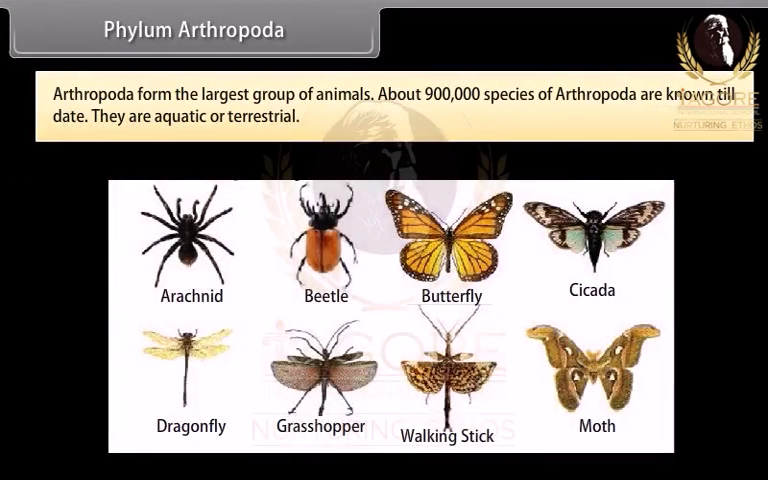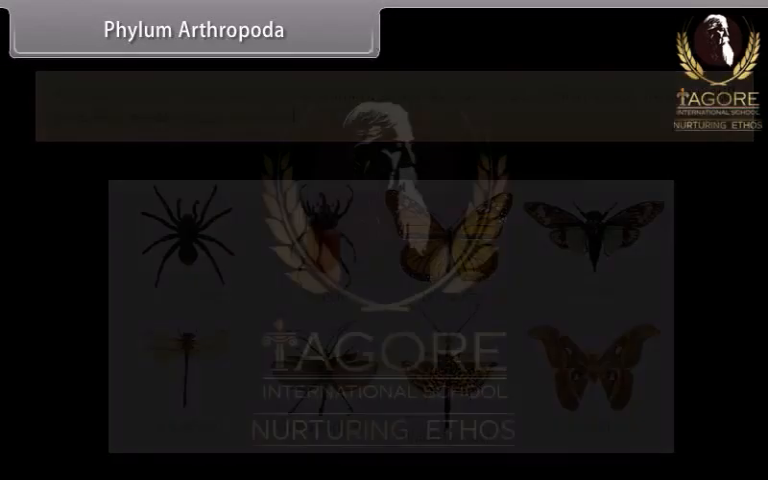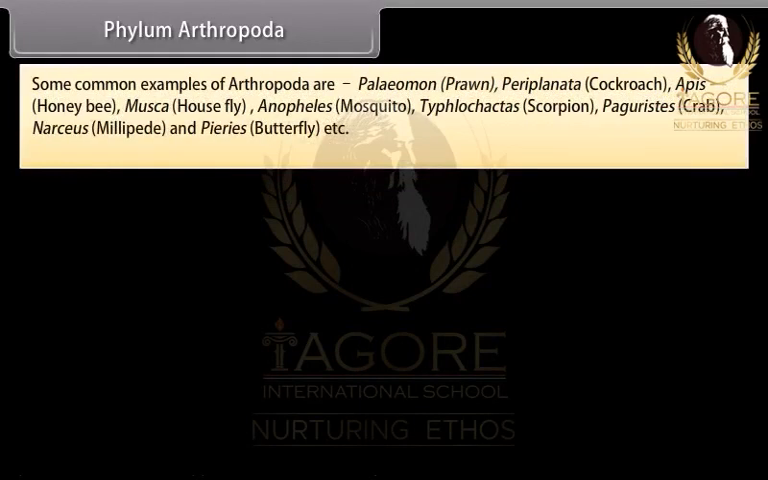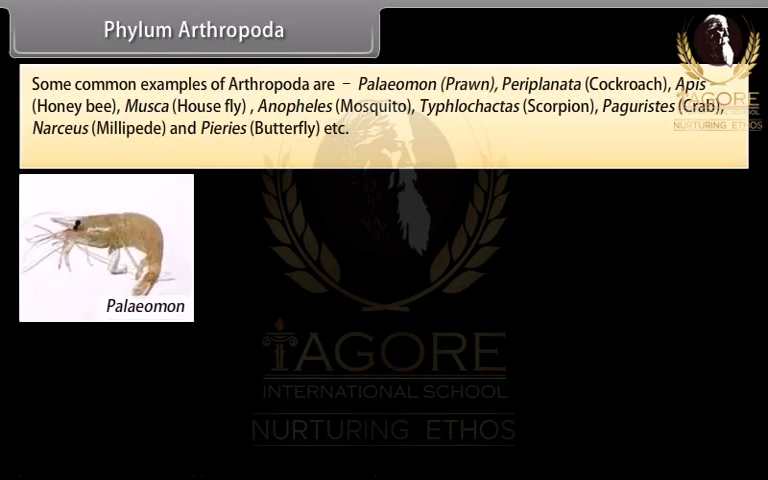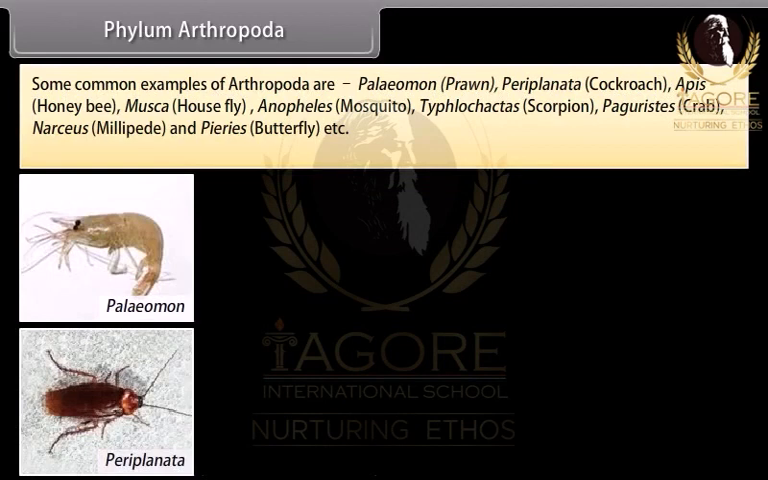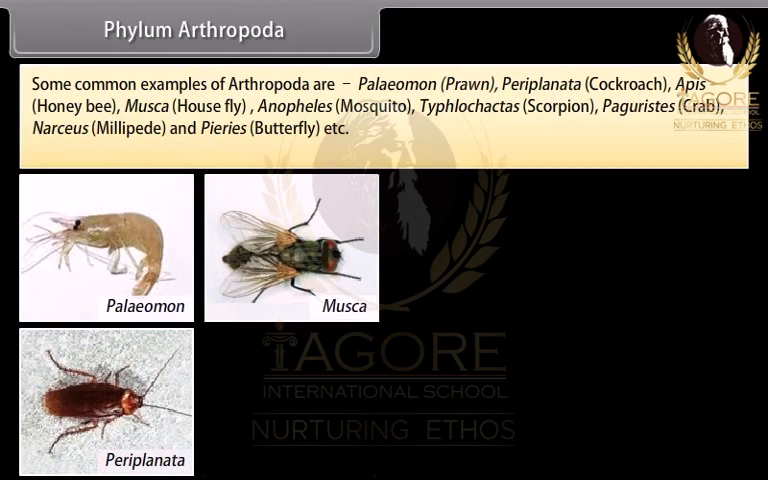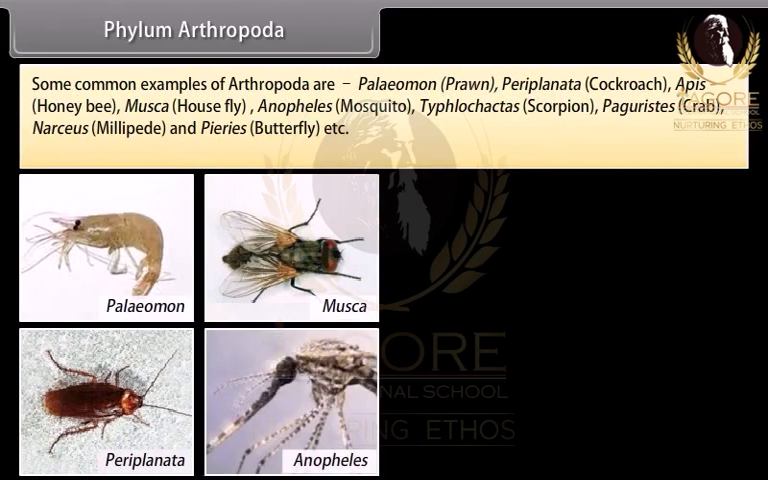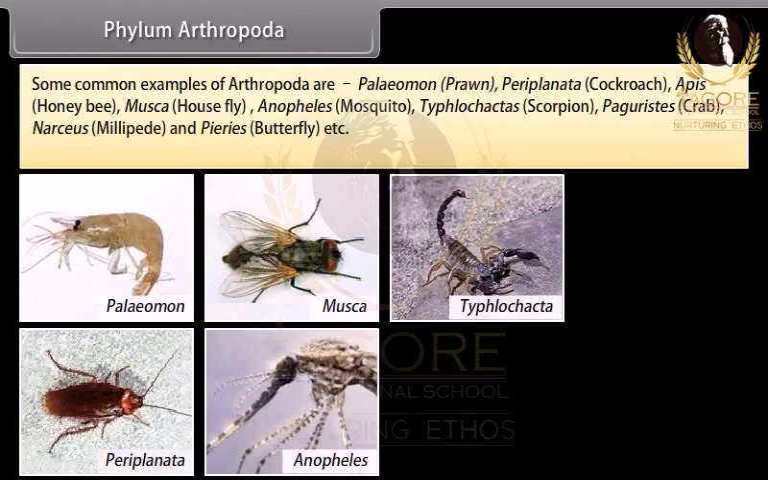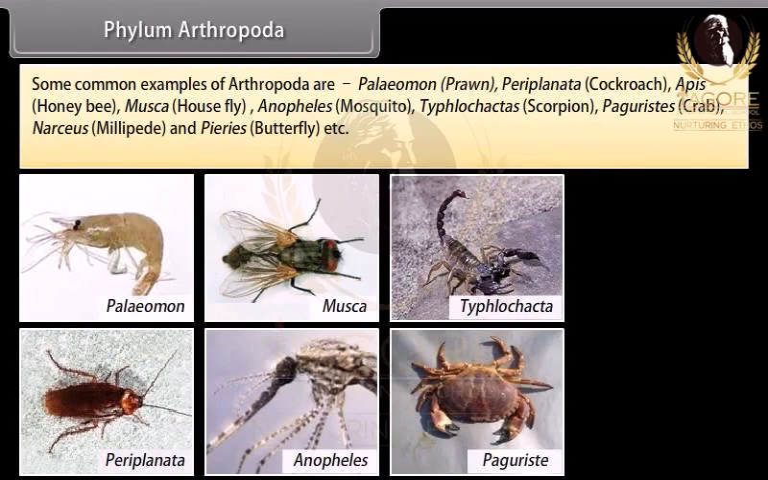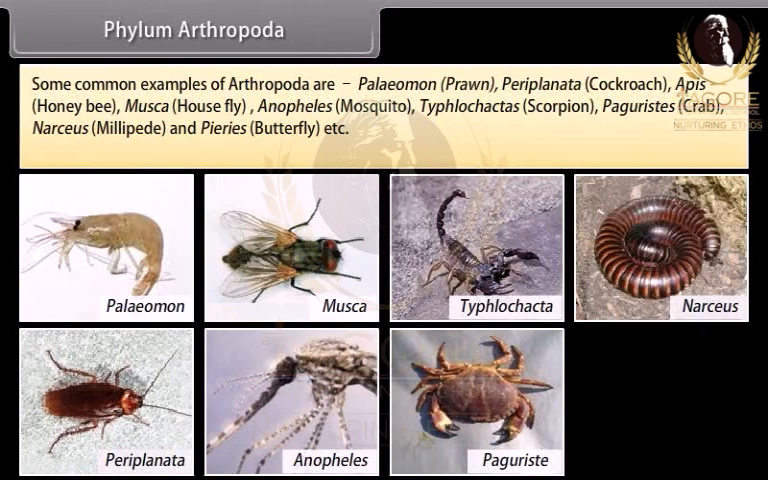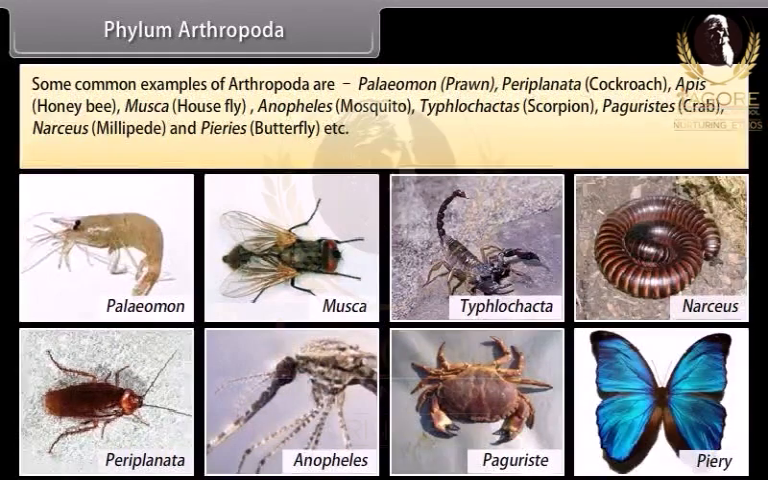Arthropoda form the largest group of animals, about 9 lakh species of Arthropoda are known till date. They are aquatic or terrestrial. Some common examples of Arthropoda are Palaemon, prawn, Periplaneta, cockroach, Apis, honeybee, Musca, housefly, Anopheles, mosquito, Buthus, scorpion, Paguristes, crab, Julus, millipede, and Pieris, butterfly, etc.